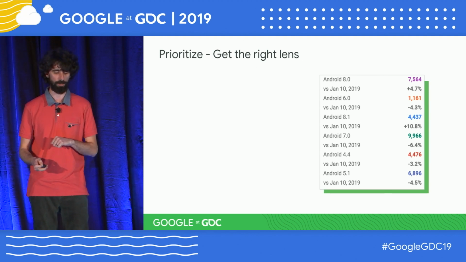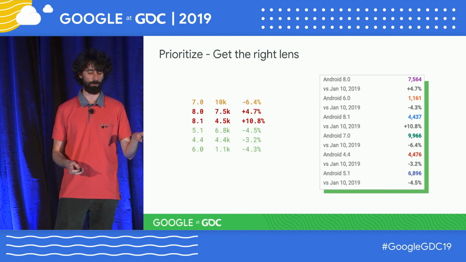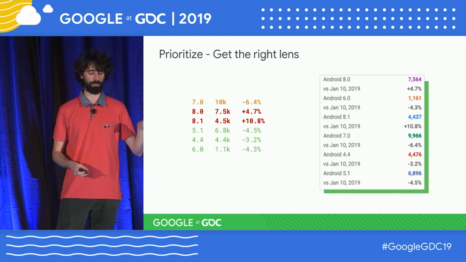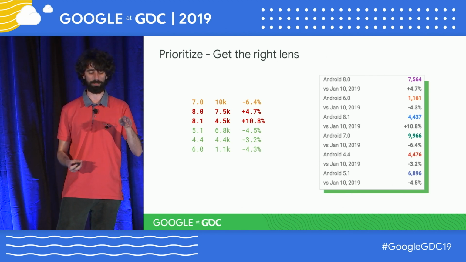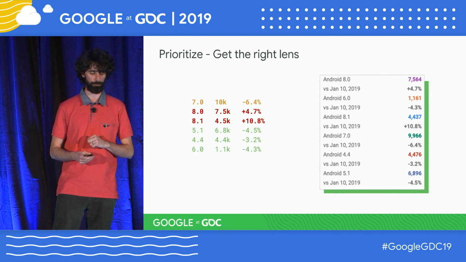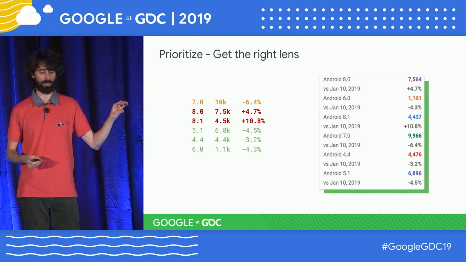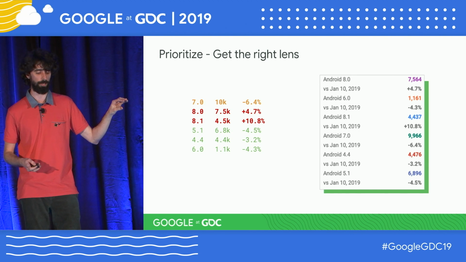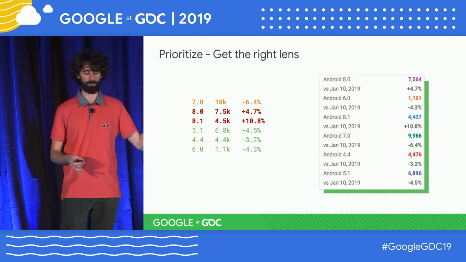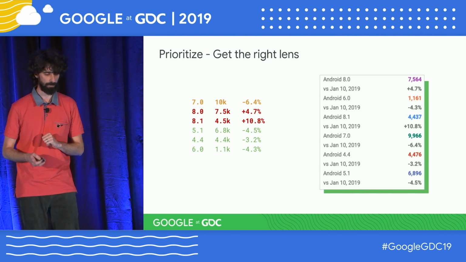I find that a little bit hard to read, so usually I extract it in that format. For each version of Android, I have the amount of users, and if it's increasing or decreasing in amount, month over month. So I highlight in red the version of Android I care the most about, and I highlight in green the one that I care a bit less about.